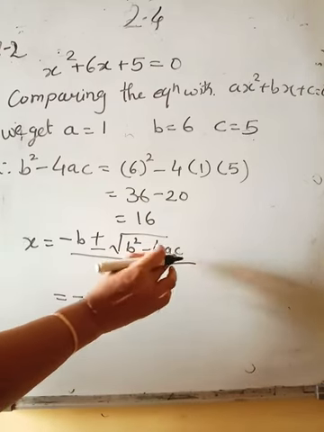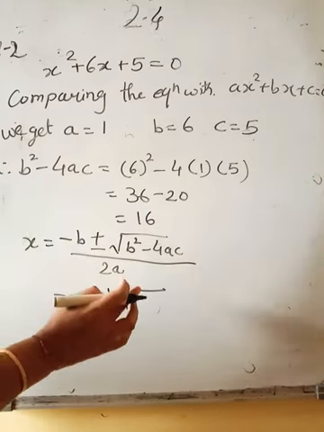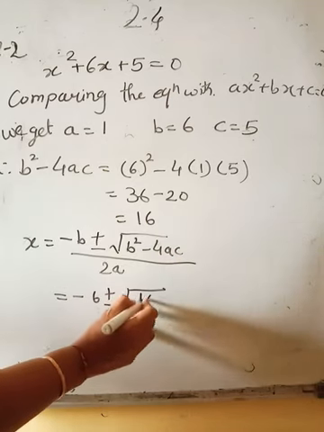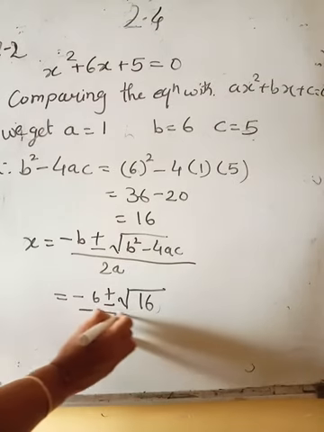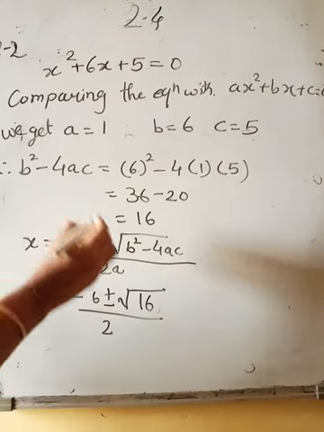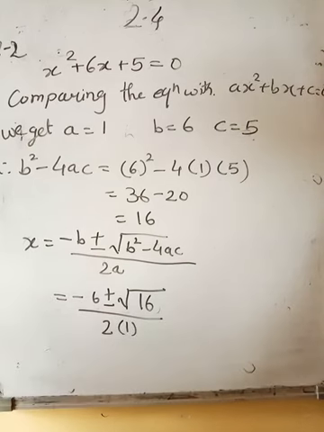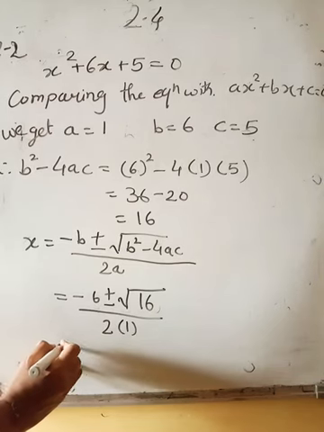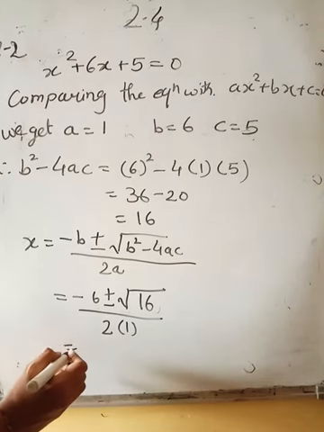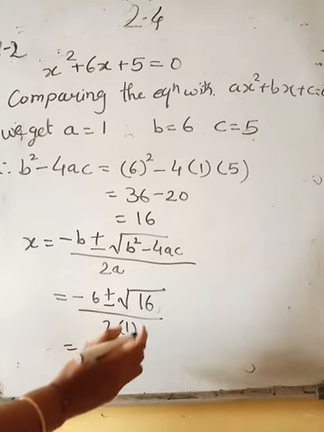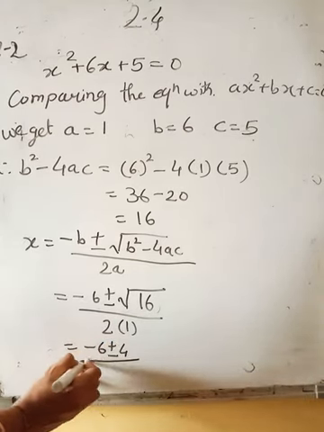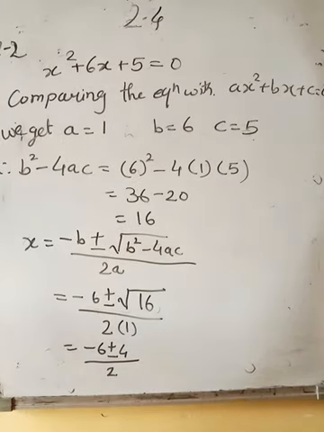Now we have not calculated b square minus 4ac here in full, we have calculated it already. What is the answer you got? 16. So we can directly put 16, upon 2, and what is a? A is 1. So what we will have? Minus 6 plus or minus square root of 16 is 4 and the whole upon 2 into 1 is 2. So this is your x is equal to.